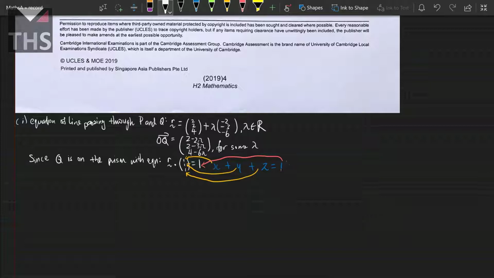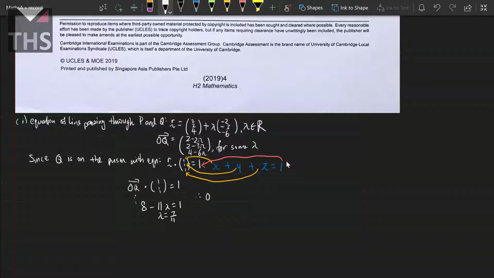Q must also satisfy this equation. So this general point r I replace with Q, and it must satisfy this equation. So OQ, you can do the substitution on your own: 2 minus 2 lambda, and so on, 4 minus 6 lambda, dot 1, 1, 1 equals 1. By now, basic arithmetic, you shouldn't have a problem, so I'm going to skip some steps here. Finally, you end up with 8 minus 11 lambda equals 1, and then lambda is 7 over 11.